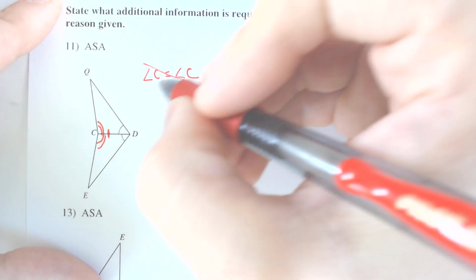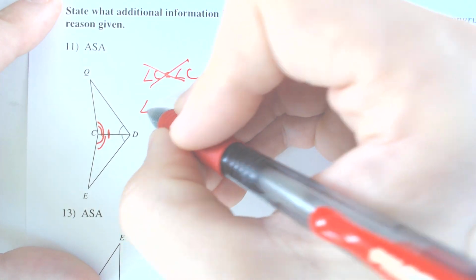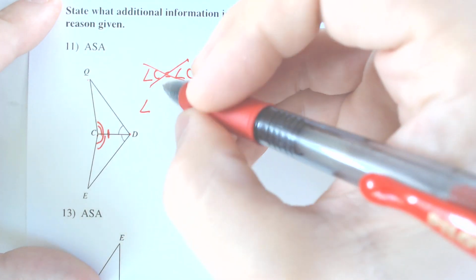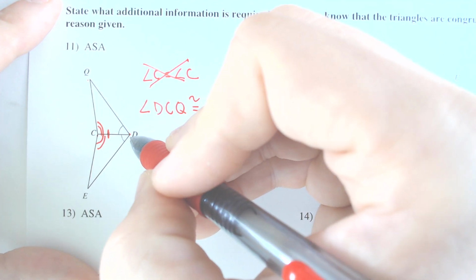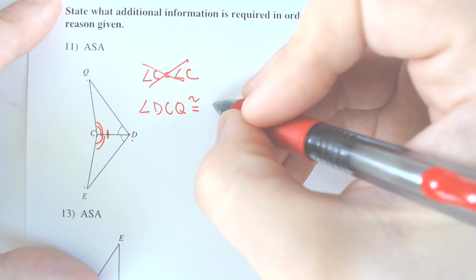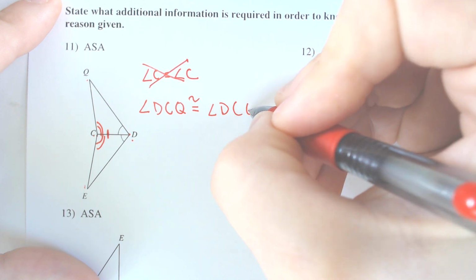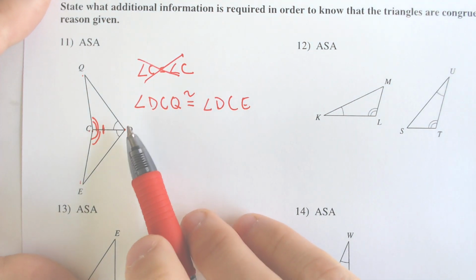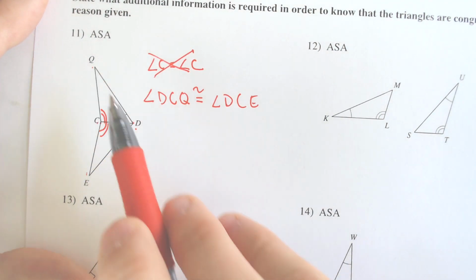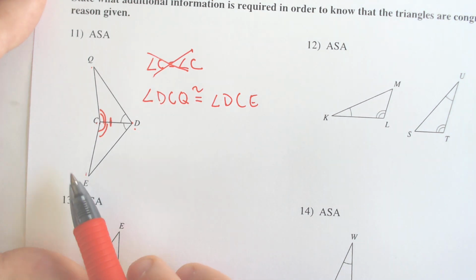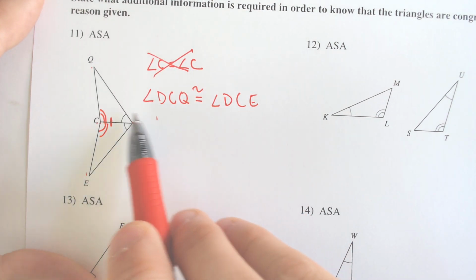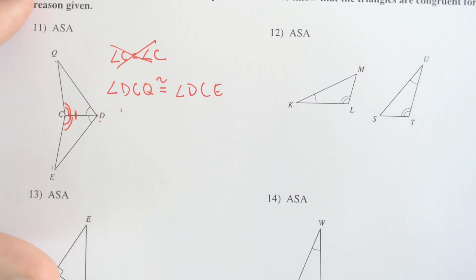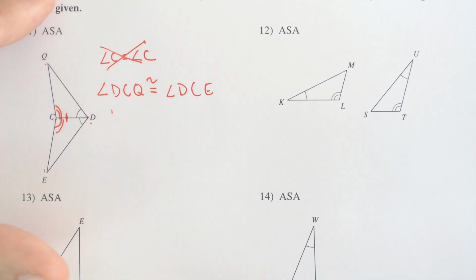What you need to do is actually say angle DCQ, with the C in the middle, must be congruent to angle DCE. Notice that we went in the same order, D to C to Q, D to C to E. So it was like going from this right side, then to C, then back up or down. Make sure you're doing it in the correct order to be fully correct.